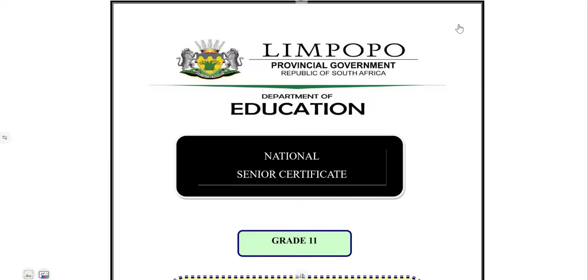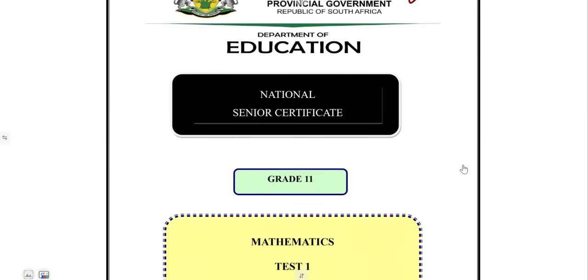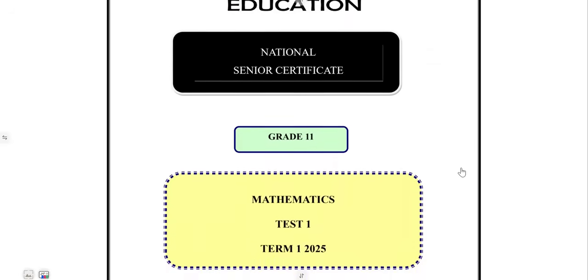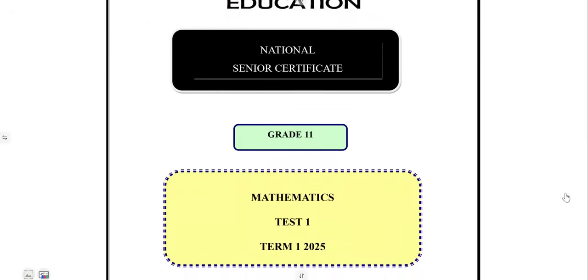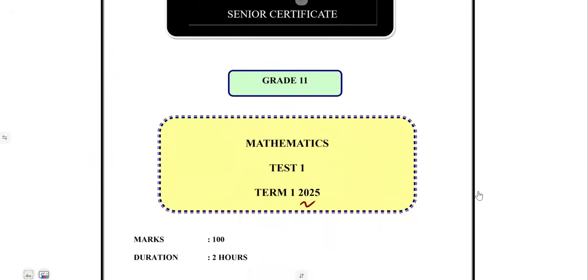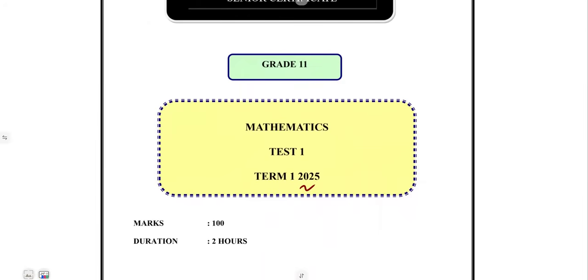We are still on our revisions, and this time we are going to look into our Limpopo province. Going through that, we had our March test, which is the test one, term one, 2025. All right, so we are going to look into this, out of 100, 2 hours.